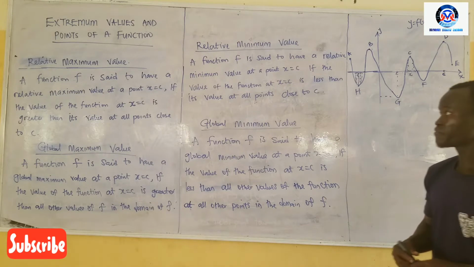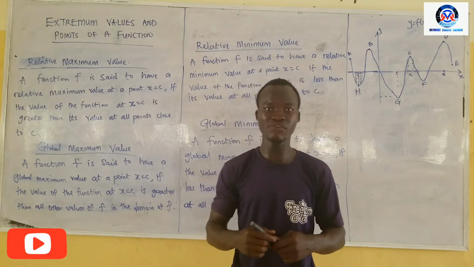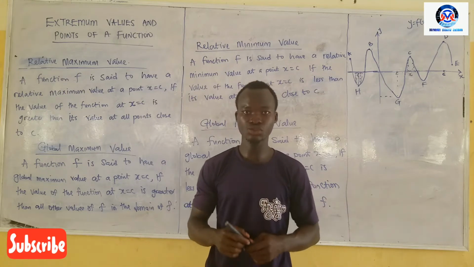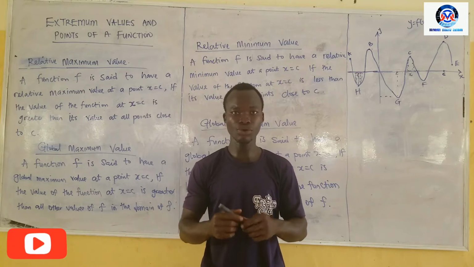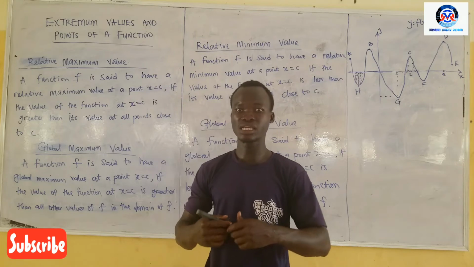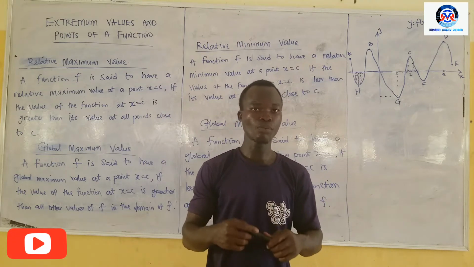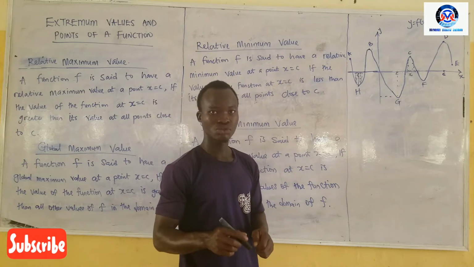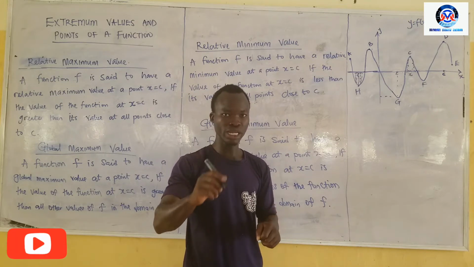So now, after we have looked at the definition of the extremum values and points of a function, it's time for us to look at some examples under extremum values and extremum points of a function. We shall consider some examples to find the extremum values and extremum points of a function. But from the graph, notice that the extremum values of a function happen at the turning point.